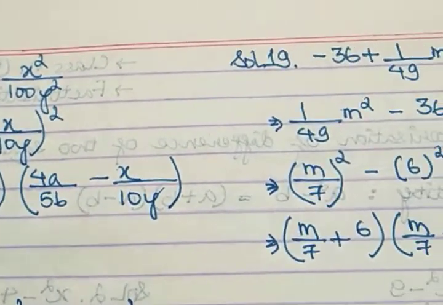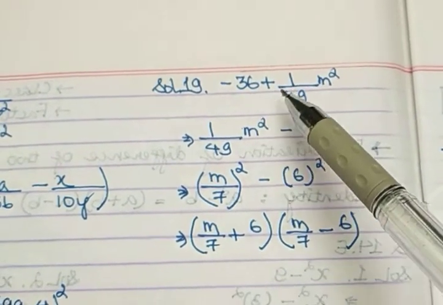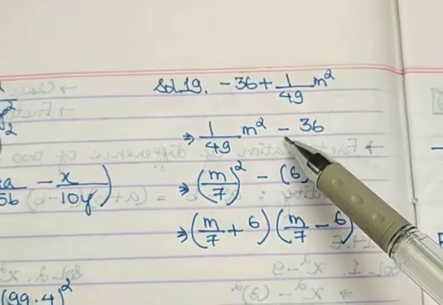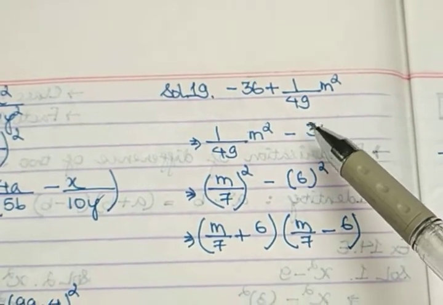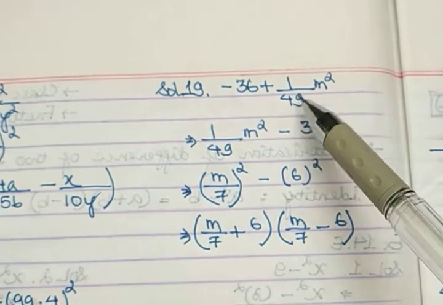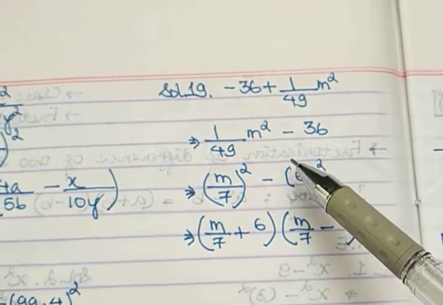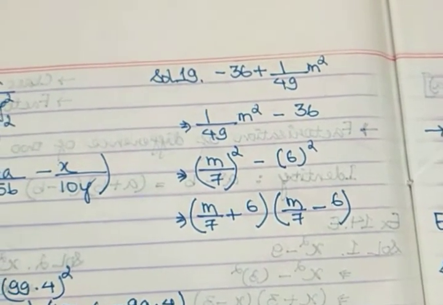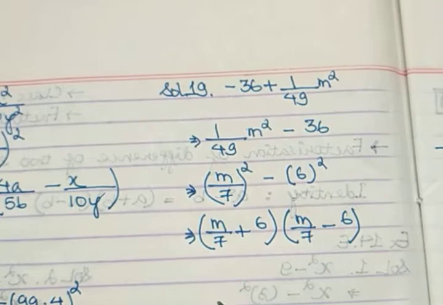Okay, number 19 we have here is minus 36 plus 1 by 49 m square. Now, what we have done in the previous sum as well, one similar question to this one, isn't it? So I have switched the places. See, 1 by 49 m square minus 36. So I know the constant terms are perfect squares. See, 49 is the perfect square of 7, 36 is the perfect square of 6.